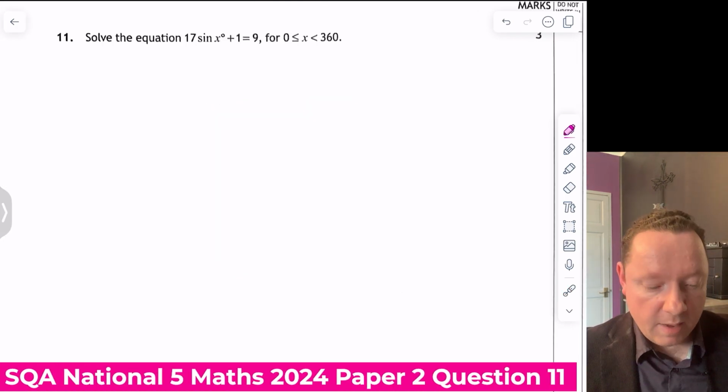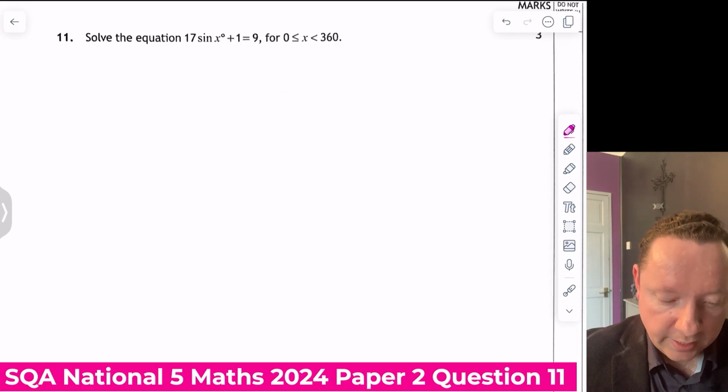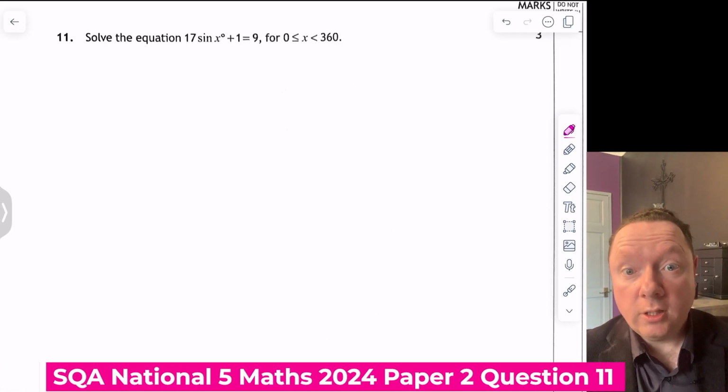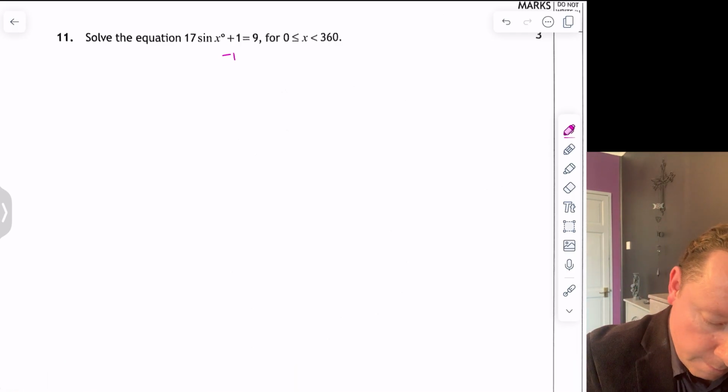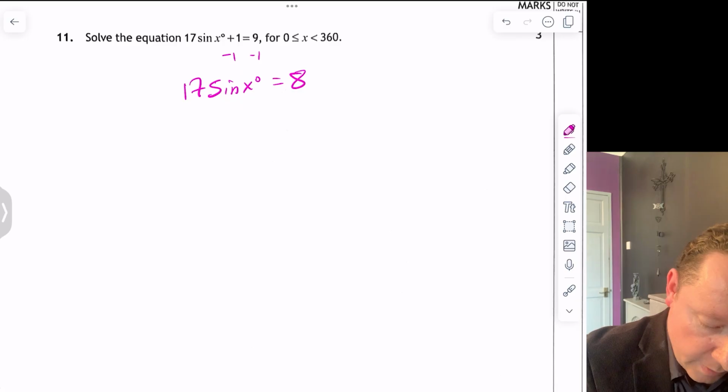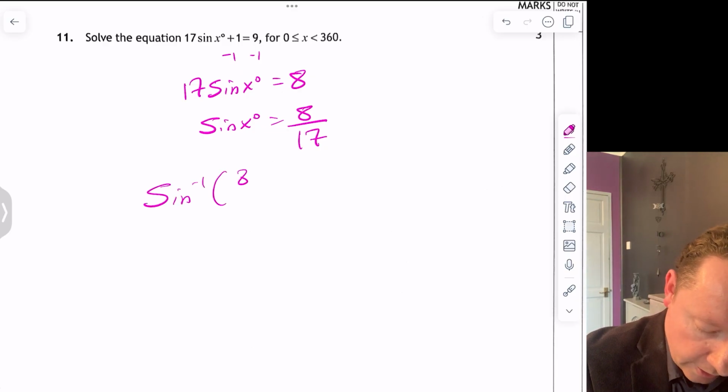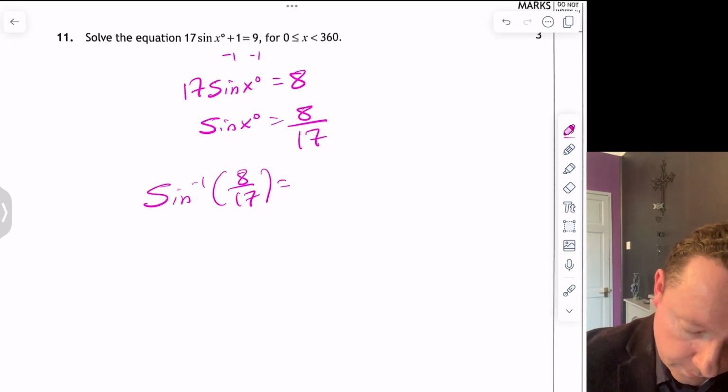SQA National 5 Maths 2024 Paper 2 Question 11. Solve the equation 17 sin x plus 1 is 9. So it's a trig equation. I'll take away 1 from both sides. 17 sin x equals 8. And divide by 17. Sin x is 8/17. So I do the inverse sine of 8/17. It is positive, so that's great.